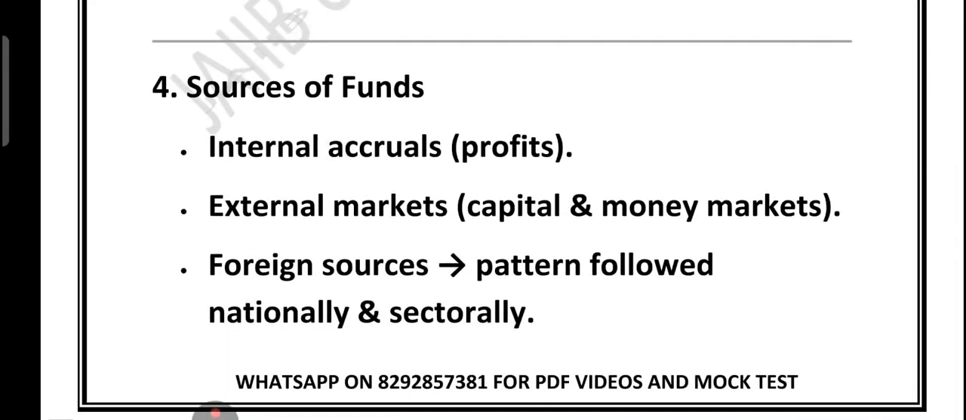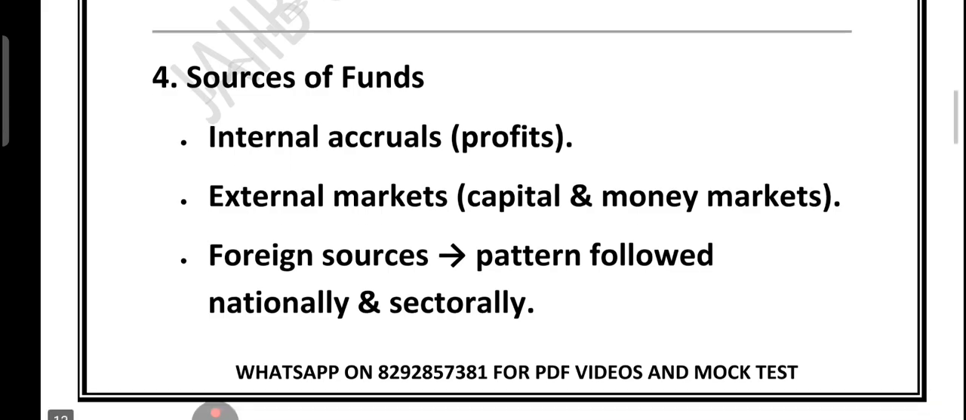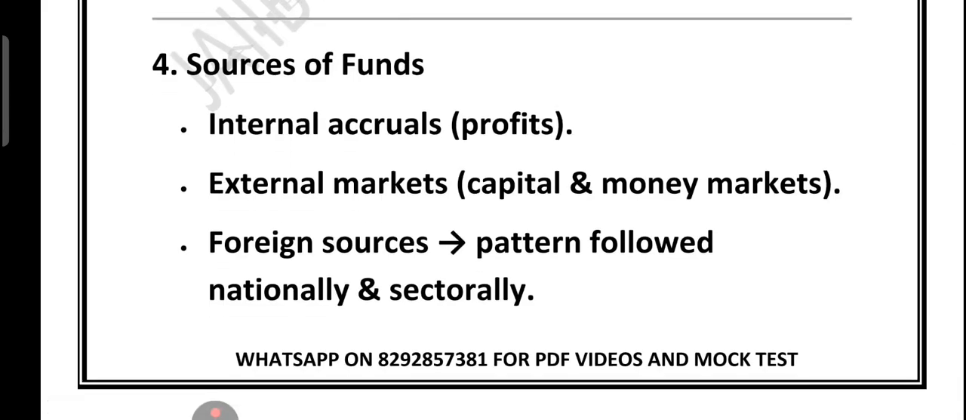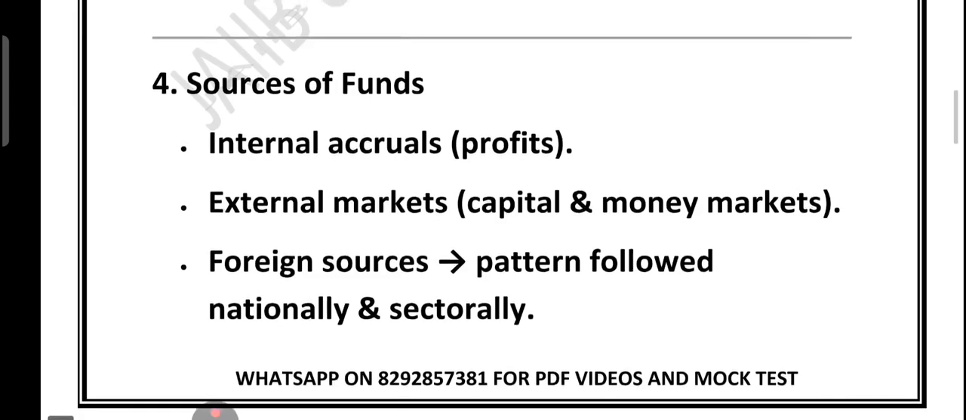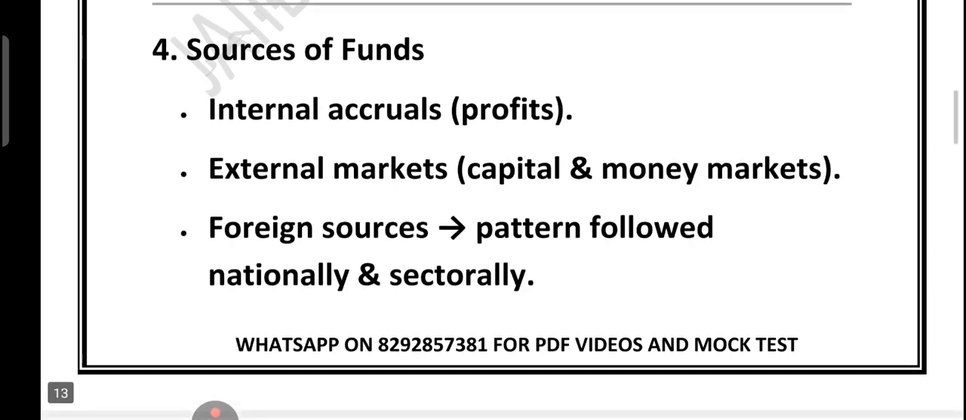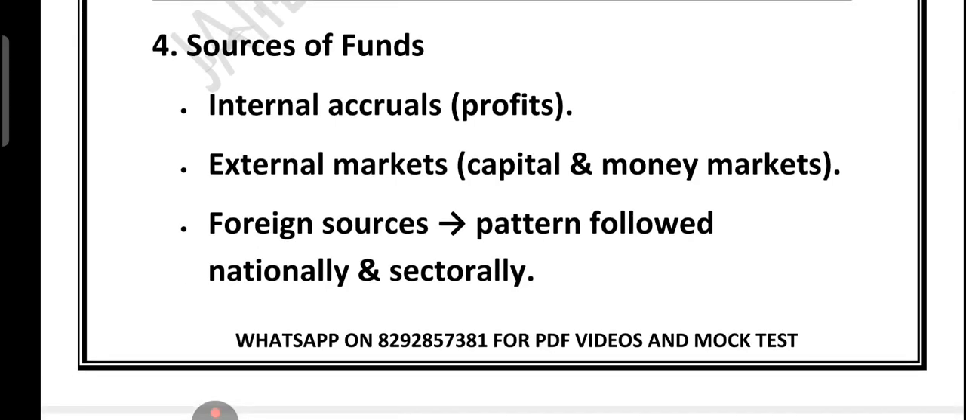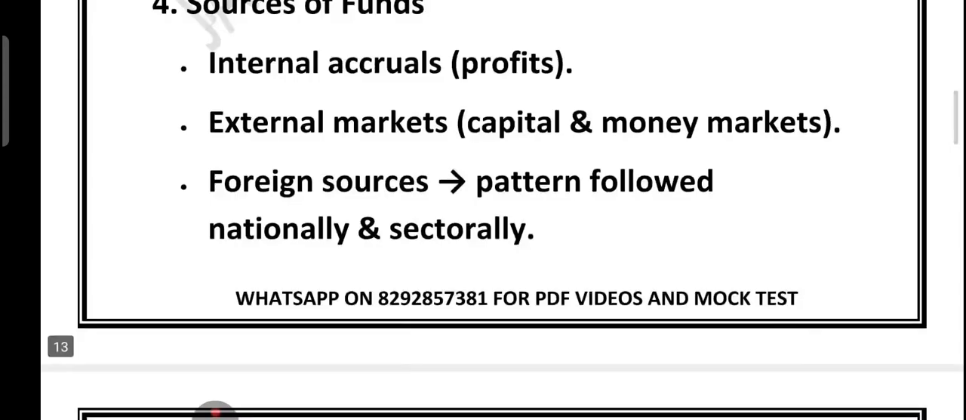If you look at the source of fund, there can be two sources: internal source or external source. Internal includes retained earnings, depreciation reserves. And external includes capital market like shares and debentures, money markets like commercial paper, certificates of deposit, interbank borrowing. And it also includes some foreign sources like external commercial borrowing, FDI, trade credit. These are under foreign sources.